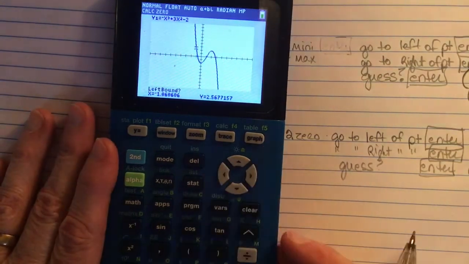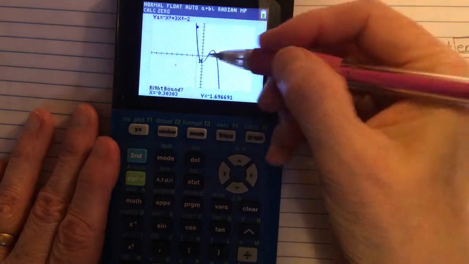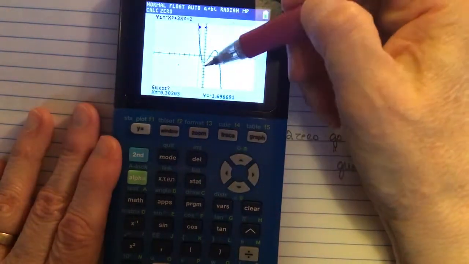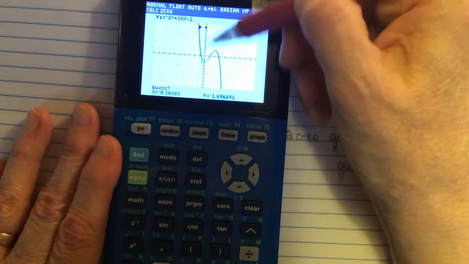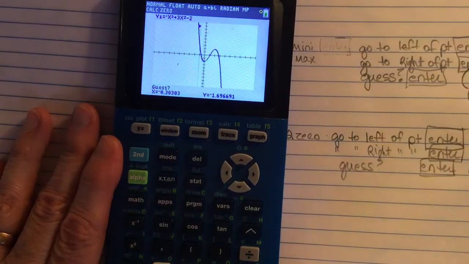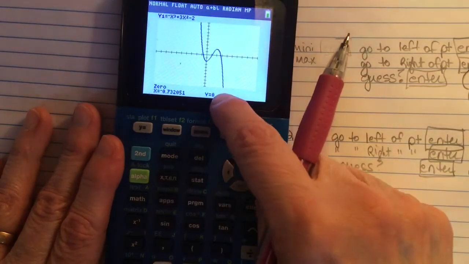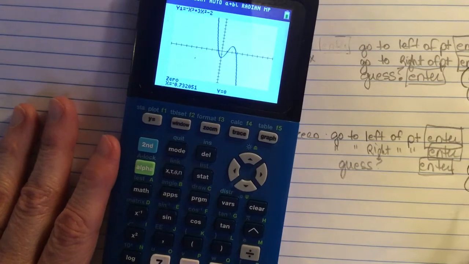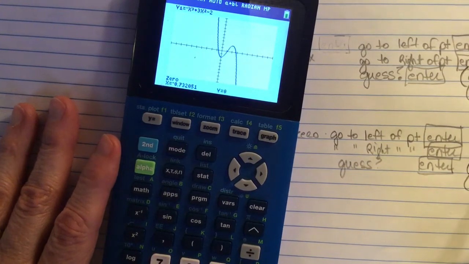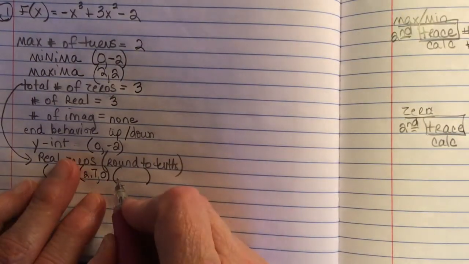Go to the left of it. Go to the right of it, anywhere to the right. Make sure the point you're looking for is between these two arrows, these two dotted lines. Enter, enter. And it gives me, see, this time it gave me 0. It's really weird. Sometimes it will, sometimes it won't. And the other one is -0 point, the 3 is going to make the 7 the same, and 0. And that's my third one.